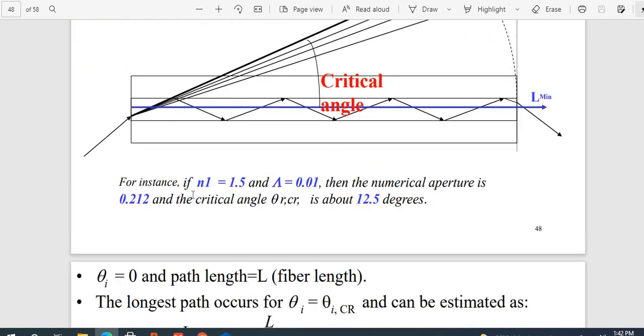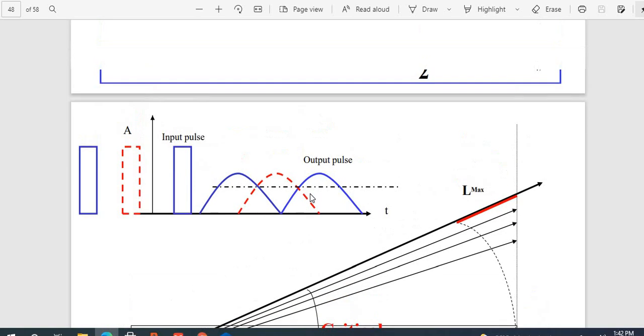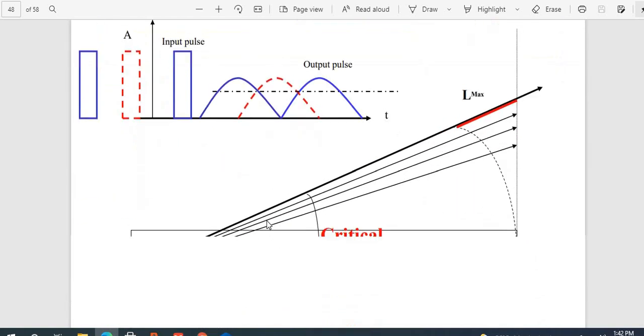So what values have we taken for this? If n1 is equal to 1.5, the angle of aperture is 0.01 and the numerical aperture is 0.0212, the critical angle is about 12.5 degrees. If you got that, we are able to get this graph. Okay, so pulse also you need to learn. Pulse is what? If we are passing one pulse, I want to see what output I am getting. This is my output.